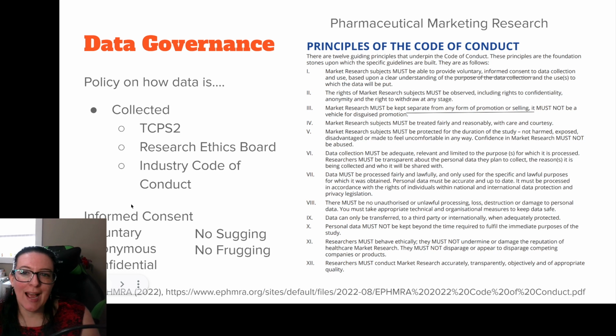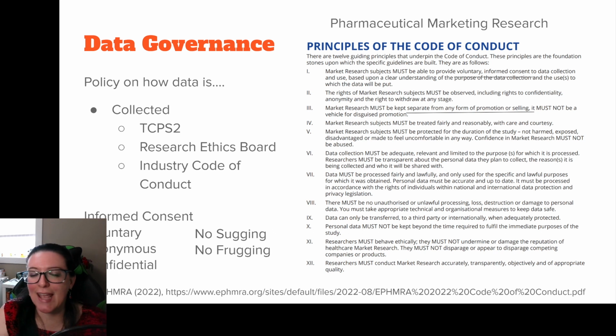So we'll start with how the data is collected. You should have some policies or procedures about how you're going to collect the information. And likely in your previous programs, you have done the TCPS2 if you're here in Canada, and that went through the ethics of research. And where you're doing your research or your data analysis, you might have a research ethics board as well. These are setting some standards, some policies on how data is collected. You might also have an industry code of conduct.